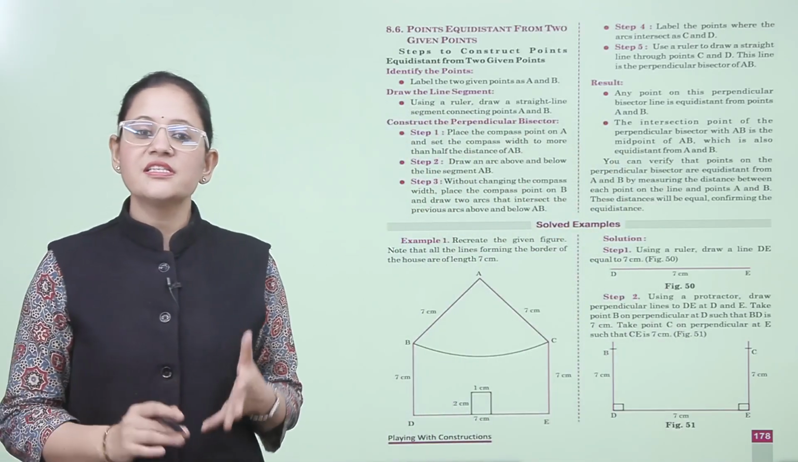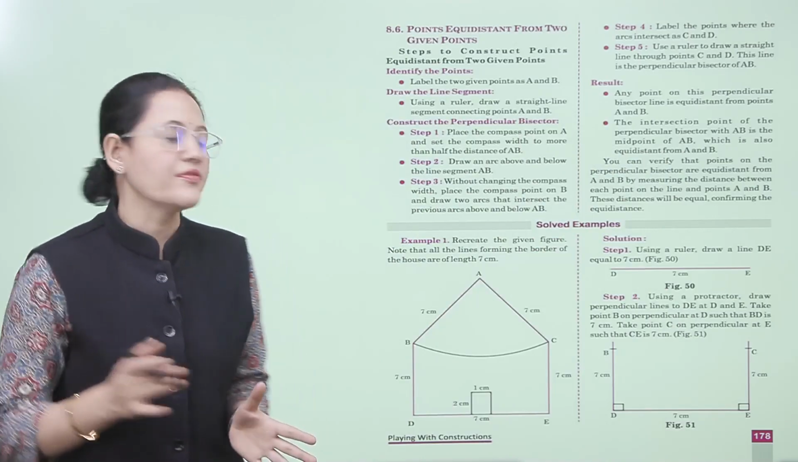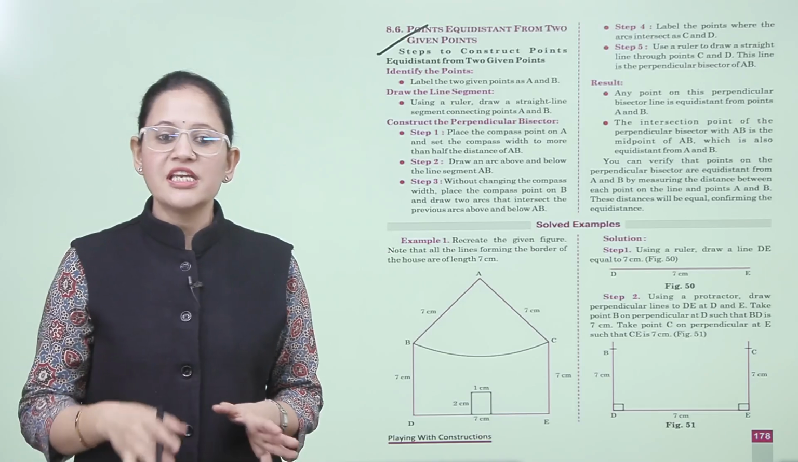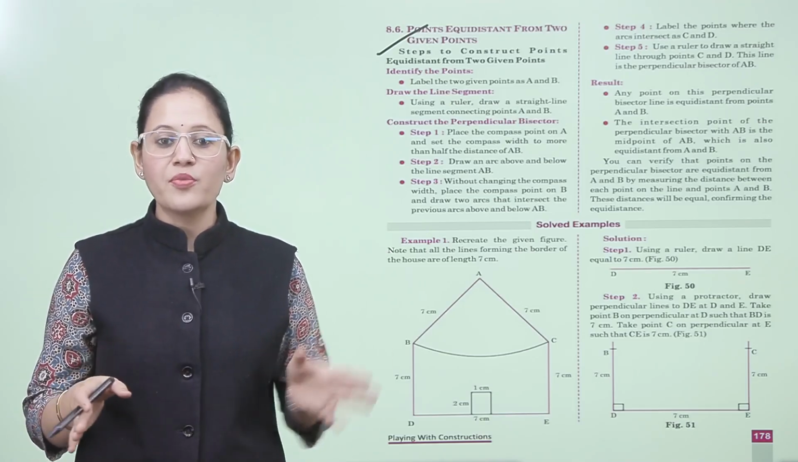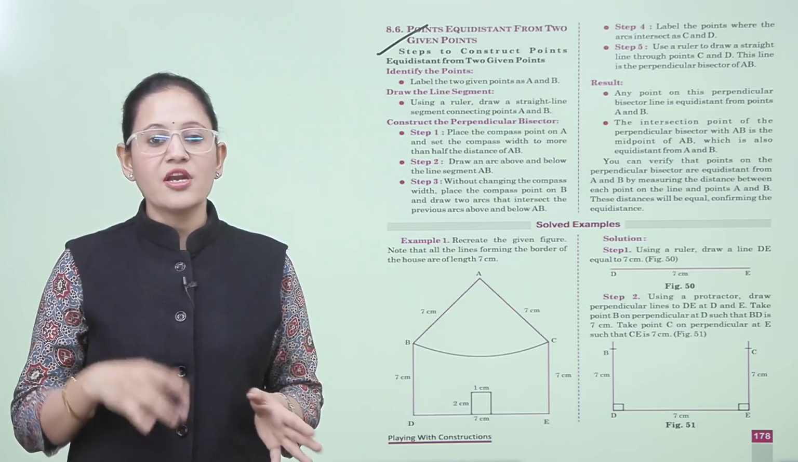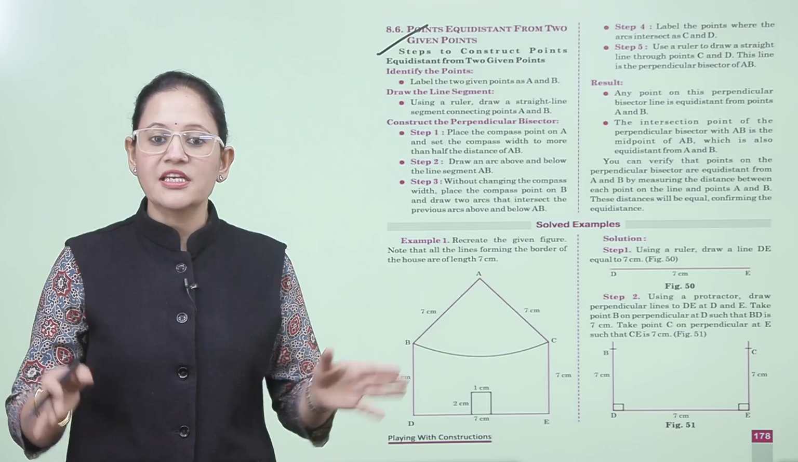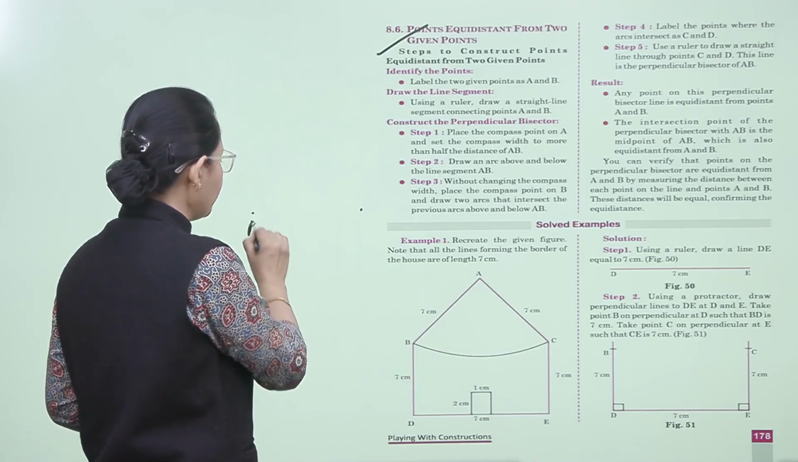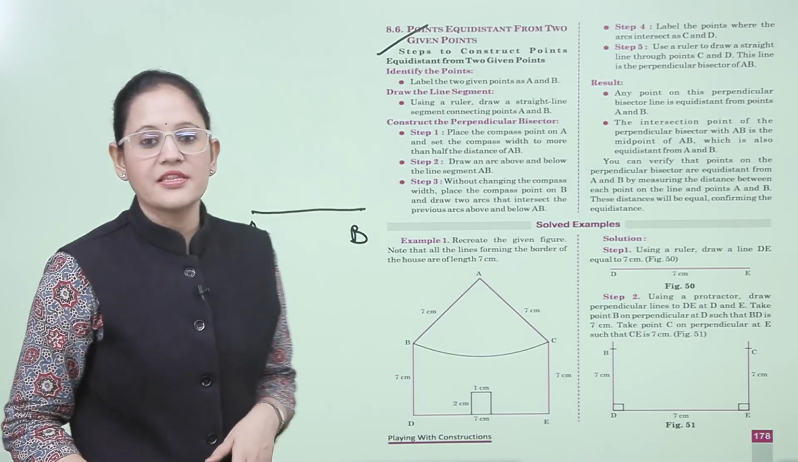Equidistant means at equal distance from two given points. So the steps to construct the points equidistant from two given points. Identify the points, label the two given points as A and B. Now draw the line segment using the ruler. Draw the straight line segment connecting A and B. So we'll find the 2 points A and B and using the ruler join them like this.